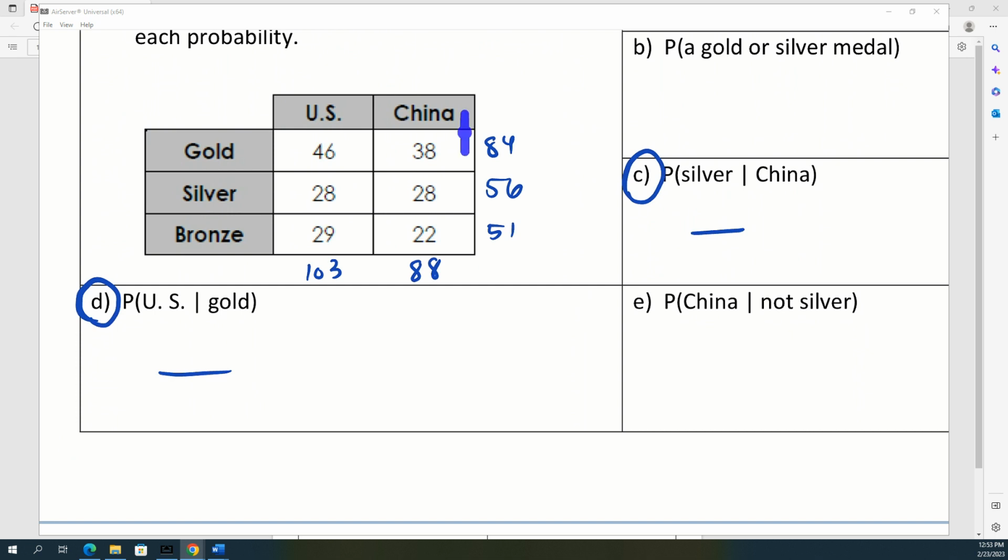Right. So on C, we only care about China. Sounds bad to say that, but there's 88 China medalists, I guess. And out of those 88, how many won silver? 28. Good. And then for D, what do we care about? Gold. We care about gold. 84 gold medals. And then what should go on the top? 46. 46 US gold medals. All right, any questions?